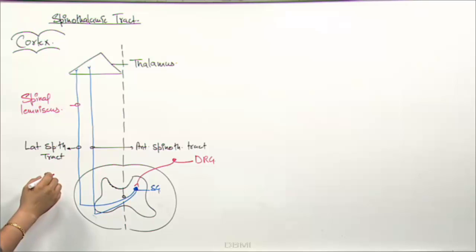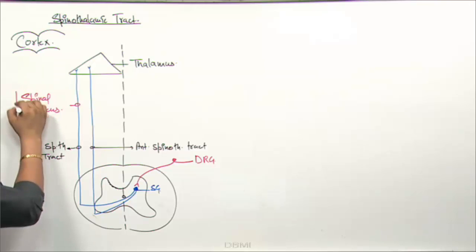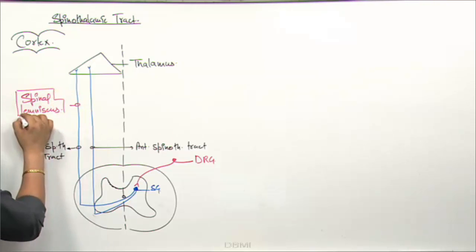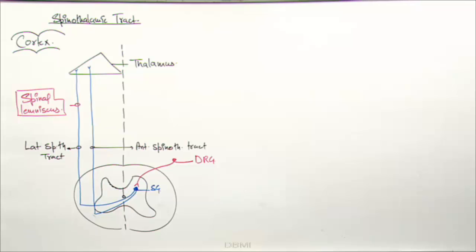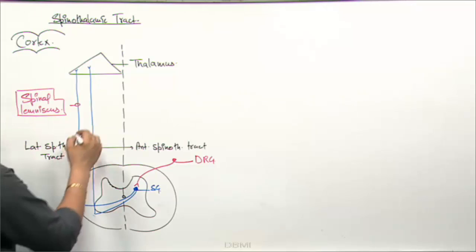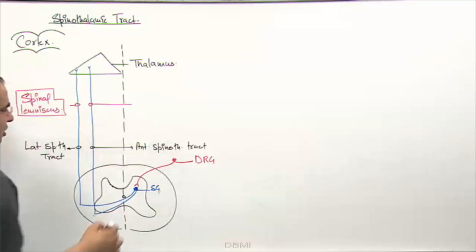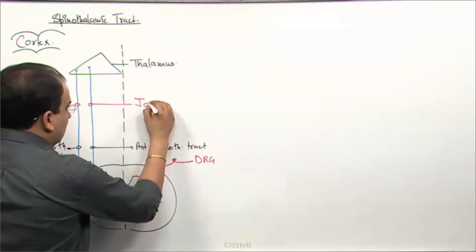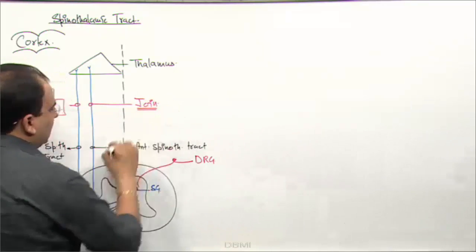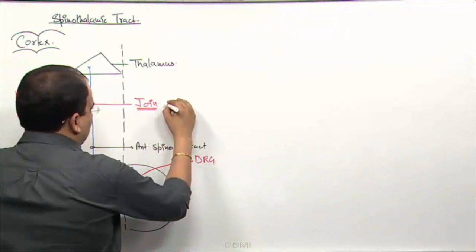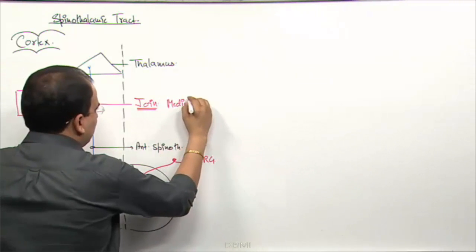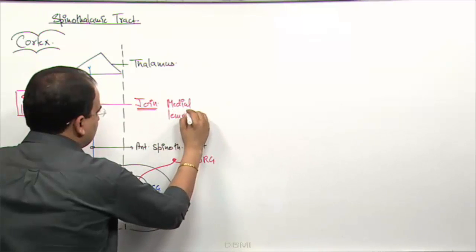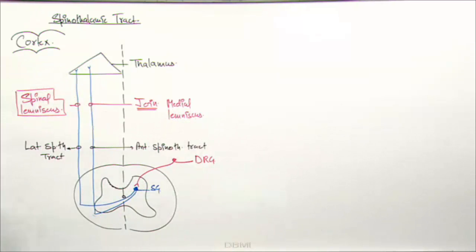The spinal lemniscus. So guys, remember, spinal lemniscus is nothing but the continuation of the lateral spinothalamic tract in the brainstem, and anterior spinothalamic tract will join. I'm not saying it is forming it. It will join the medial lemniscus, which we will talk about. There is a reason behind why it joins only the medial lemniscus.